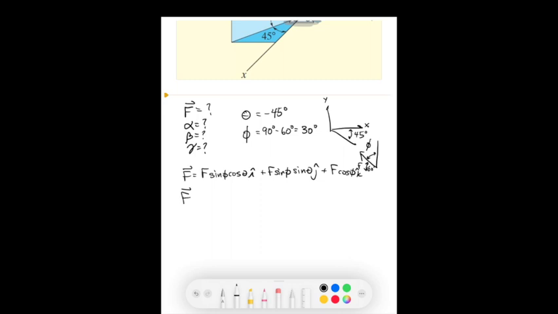At this point we can plug in our numbers. We know that F is 100 pounds. And we know that this is 30 degrees. And this is negative 45 degrees. And we have our z component here. This one is cosine 30 degrees, k hat.